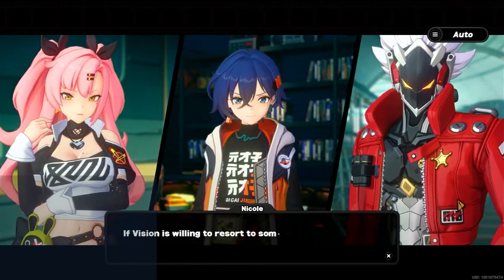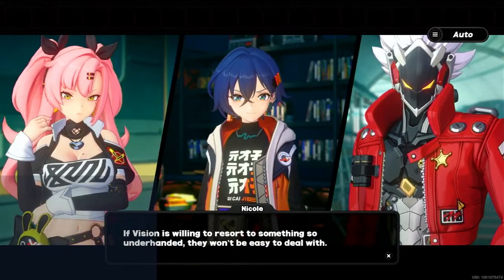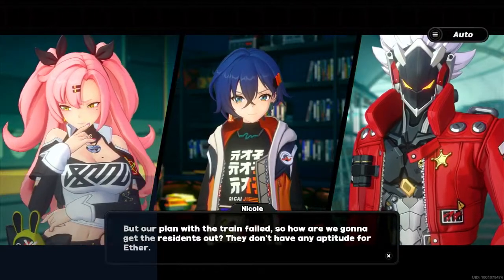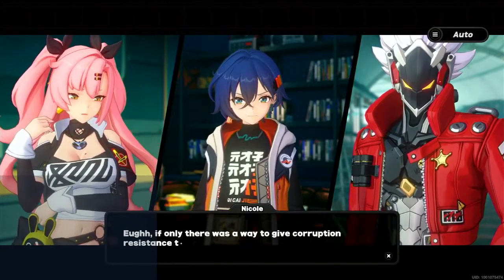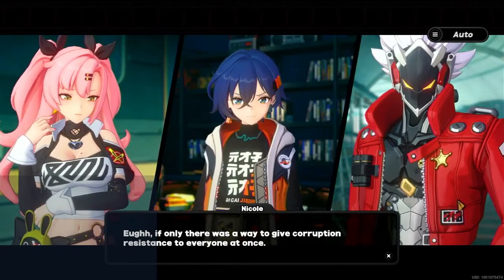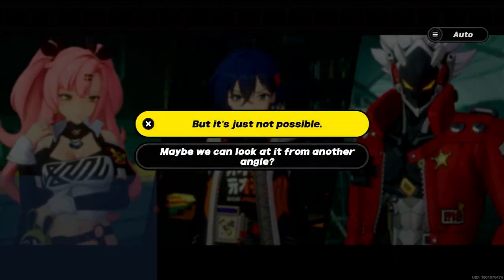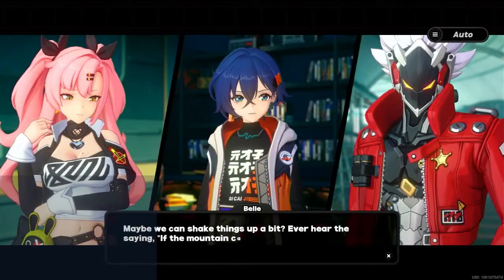We can't leave saving the residents to Nekomata alone. If Vision is willing to resort to something so underhanded, they won't be easy to deal with. But our plan with the train failed, so how are we gonna get the residents out? They don't have any aptitude for ether. Aww. If only there was a way to give corruption resistance to everyone at once. Maybe we can shake things up a bit.